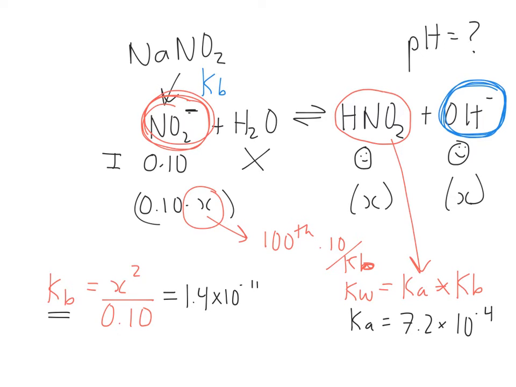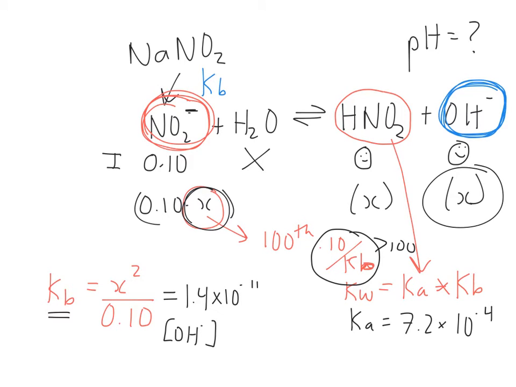And just to go back to that 100th rule, 0.1 divided by 1.4 times 10 to the power of -11 is way bigger than 100. So we definitely are safe to disregard that X. All you're doing is rearranging and solving, but be aware that what you are solving for here is X, and X is the concentration of hydroxide. So you will get a concentration of hydroxide equal to, I'm assuming the textbook is correct because I don't have my calculator handy, 1.2 times 10 to the power of -6.